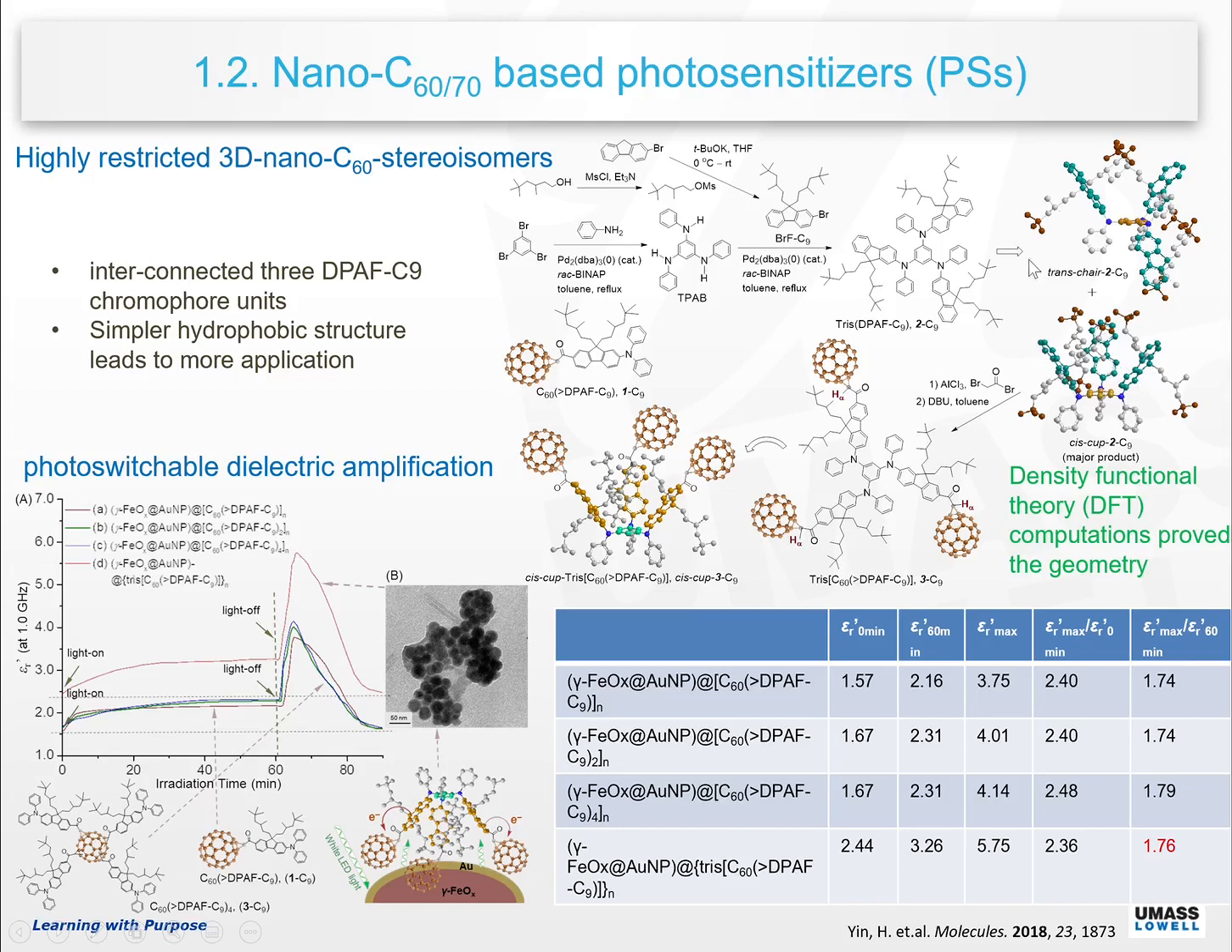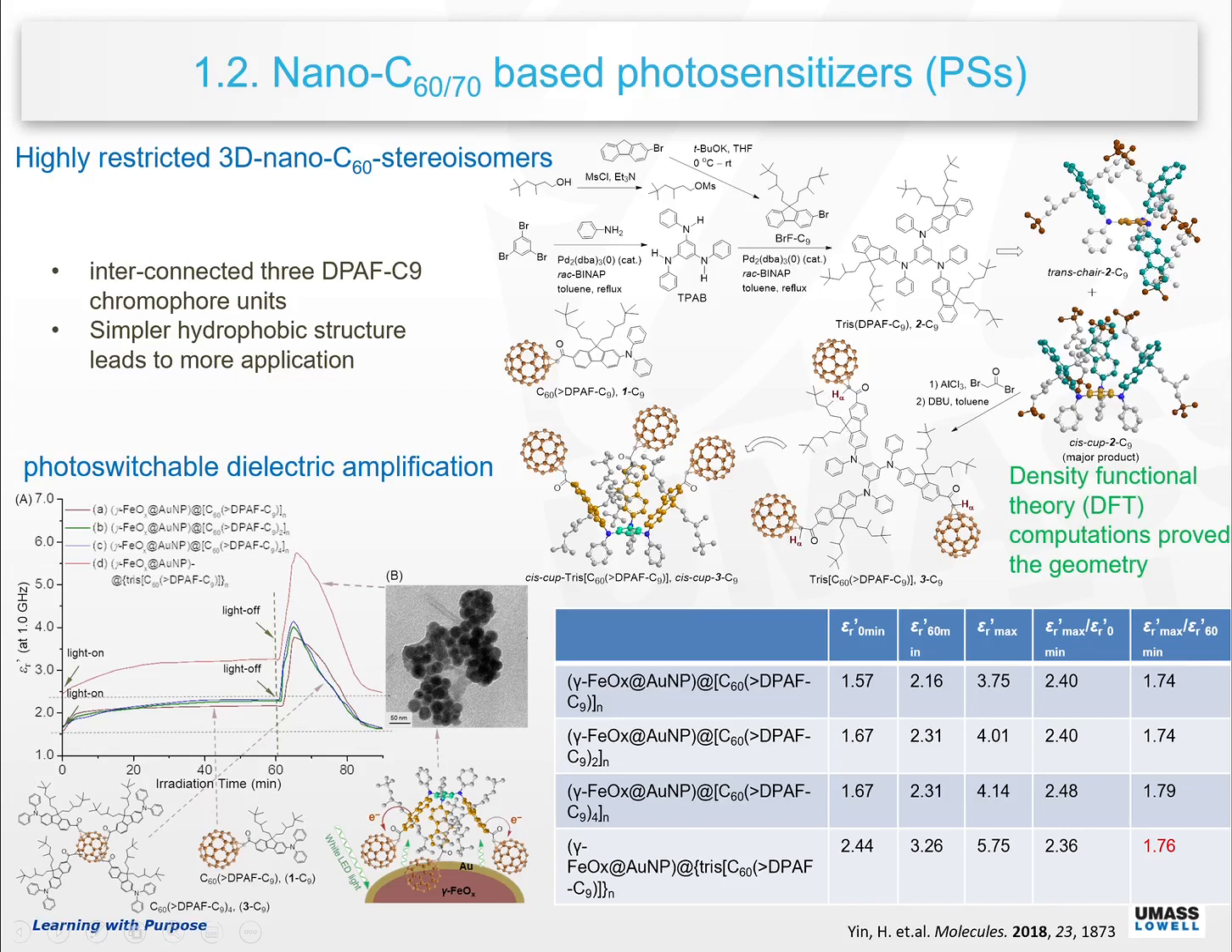And we also found that these two stereoisomers can be simply separated by the TLC plate. So we then purified the stereoisomer to get this cis-cup tris C3 form to synthesize this tris C60 DPAF structure. And this structure should have the conformation of cis-cup form that makes all three C60 balls face towards the same direction.